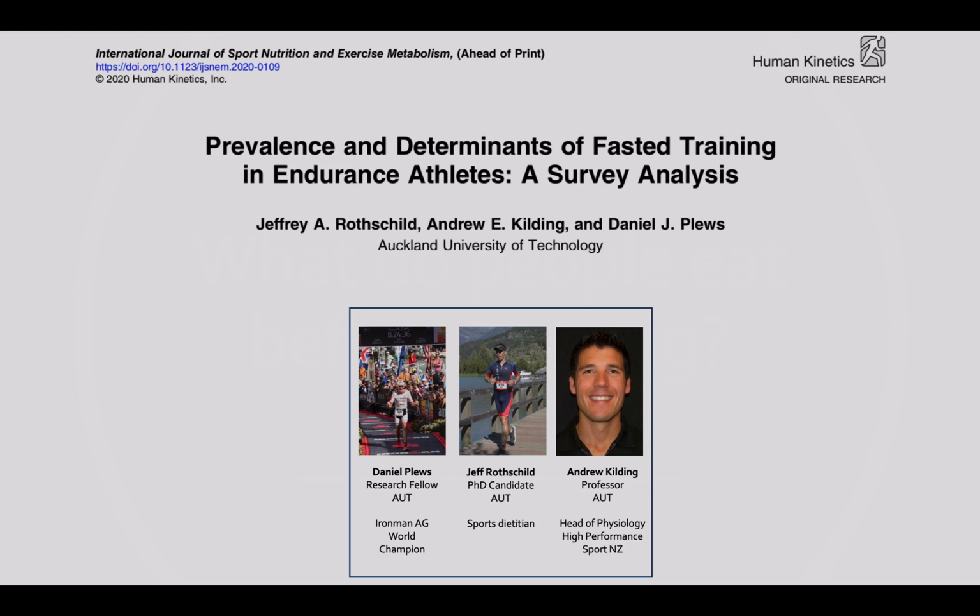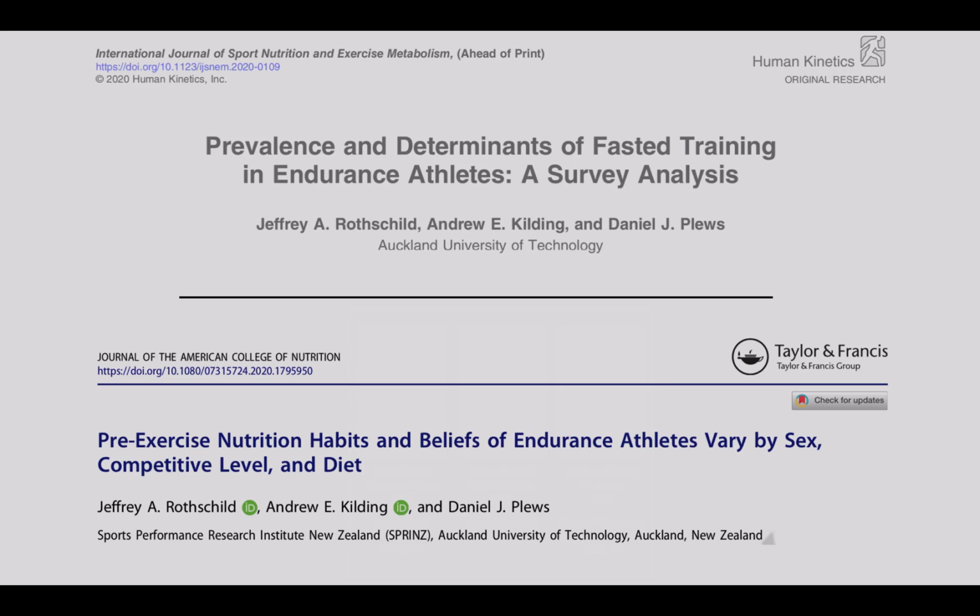The first was focused on the fasted training, how often people are doing it, why, things like that. And it's called Prevalence and Determinants of Fasted Training in Endurance Athletes. And that was published in the International Journal of Sport Nutrition and Exercise Metabolism. And then the responses related more to what people are actually eating and things like that is published in the Journal of the American College of Nutrition.